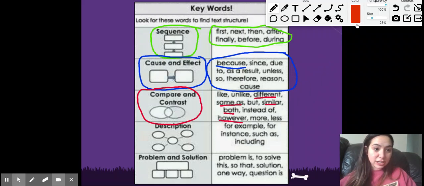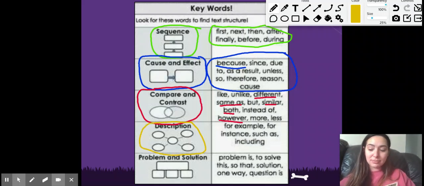The next text structure an author might use is a description. So with a description, the author is just telling you all about something. So if I want to tell you all about my dog, I would say, my dog is really crazy. For example, he barks all the time and he jumps on the couch and then he jumps on the floor. He is just a silly dog. So remember, description tells all about something. And the other words that might be are including, instance, and such as, and for example, but we already said that.